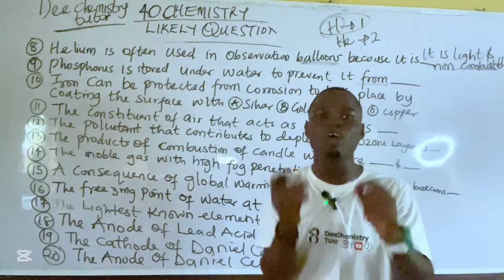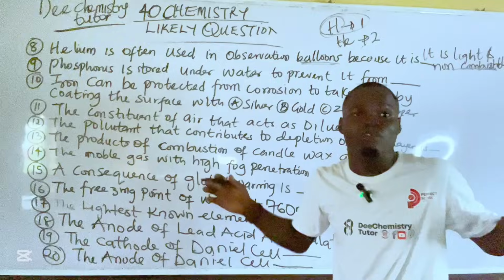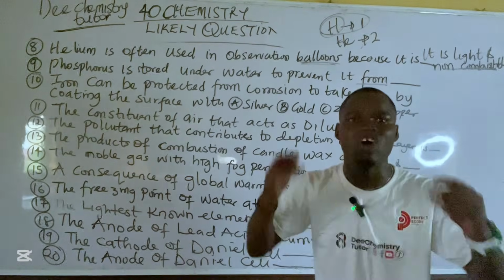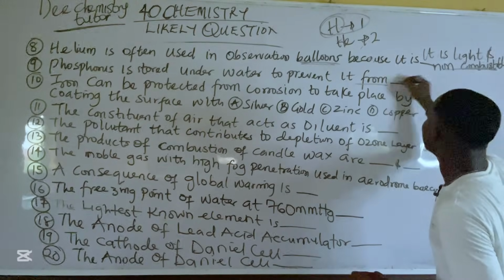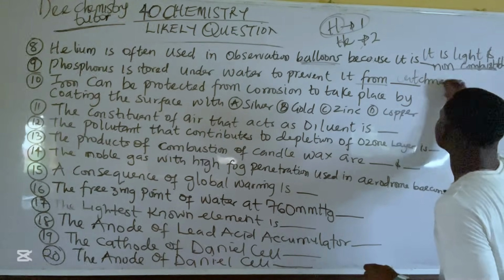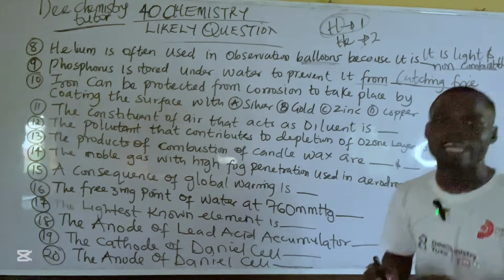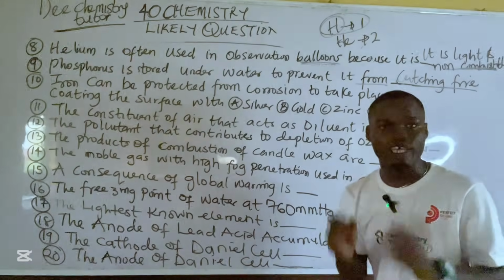Now, phosphorus has what we call the low ignition temperature. Okay, so if you just leave phosphorus alone, it can easily catch fire. So the reason why it must be stored underwater is to prevent it from what? From catching fire. That is the reason why phosphorus is stored under water. Okay, take note of that.